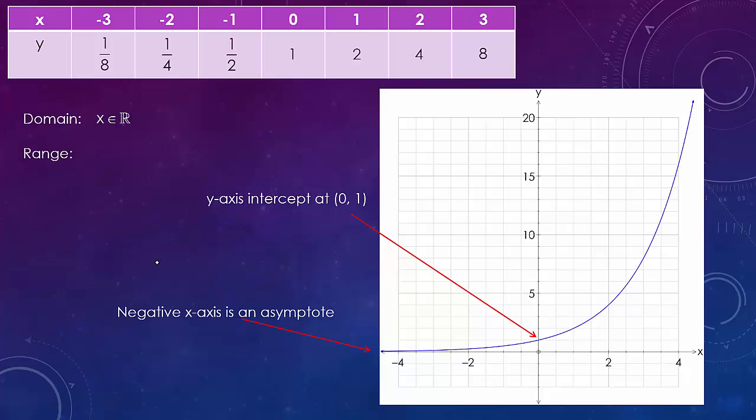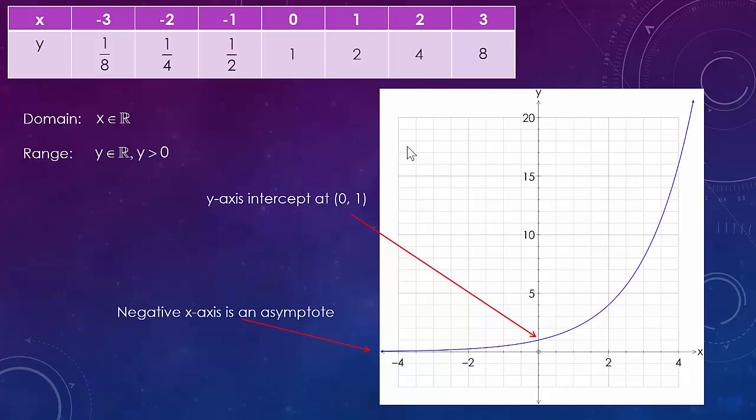The range is the set of y values that the curve can take. So that's when we're looking across ways. And we can see there's no curve down here below the x-axis. So the range is that y does take real values, but only values that are greater than 0.